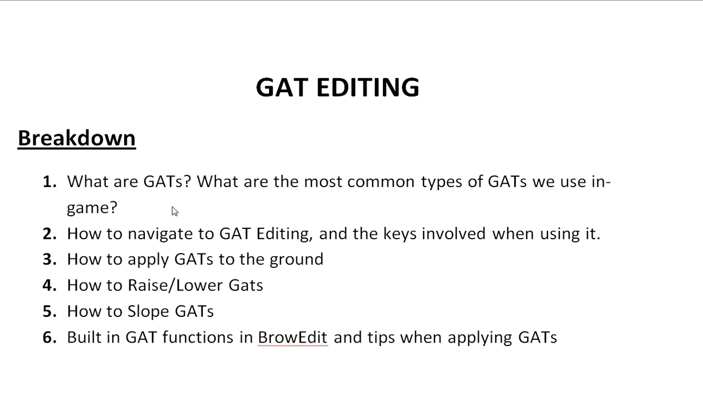So the first thing we're going to talk about is what are GATs, what are they used for, how they apply to maps, and pretty much what are the common types of GATs we're going to be using in game. And from that we can decide how they're going to be used in our mapping. Next thing is to look at how to navigate to GAT editing mode, a little bit of hotkey work, and just the keys involved when using it.